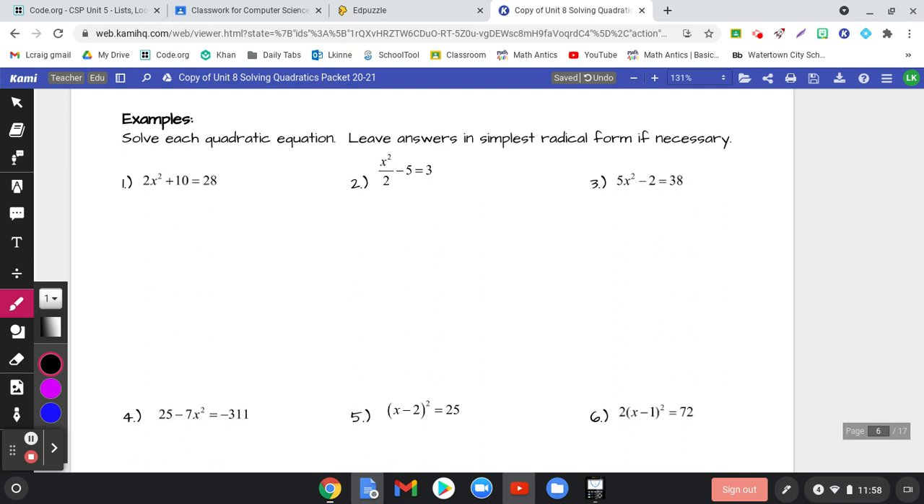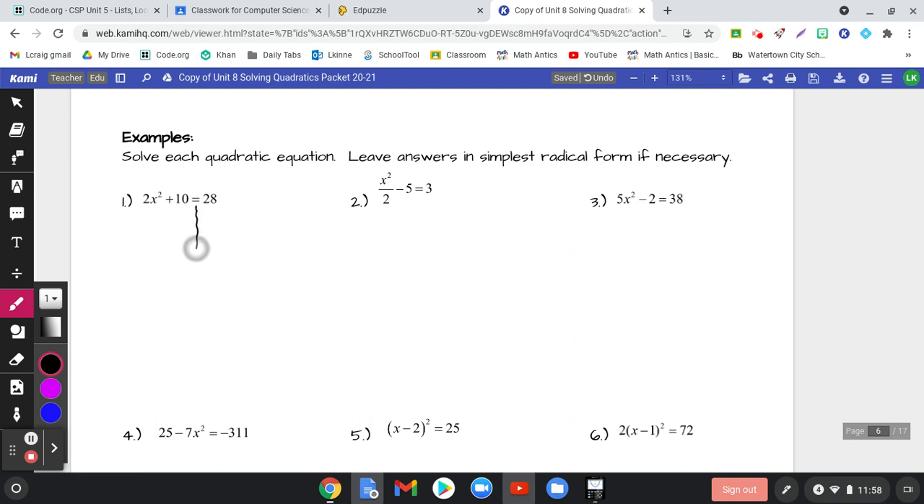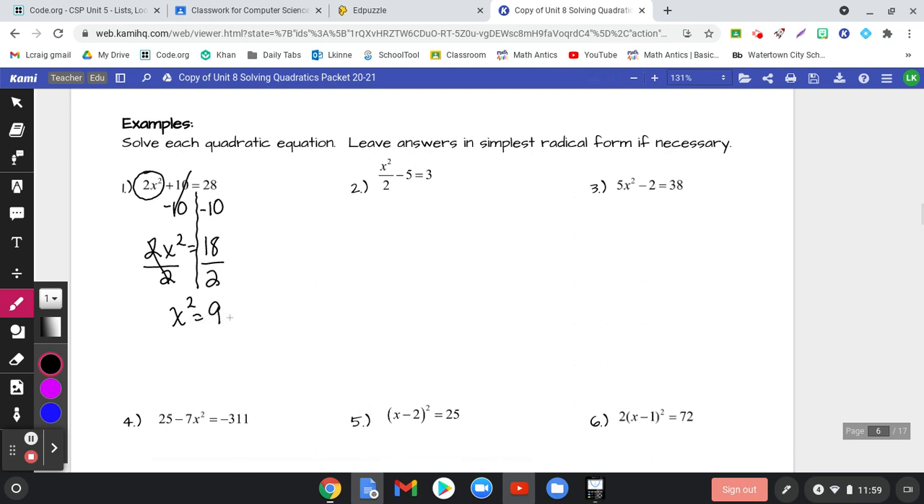Just like a regular equation, if you want to, you can draw the line down from the equal sign. I want to get the x squared by itself, so I'm going to circle the 2x squared. I see that plus 10, I'm going to subtract. So I'm left with 2x squared equals 28 minus 10, 18. Divide both sides by 2. x squared equals 9. So x squared is now alone, and we can move to step 2. We're going to take the square root of both sides.